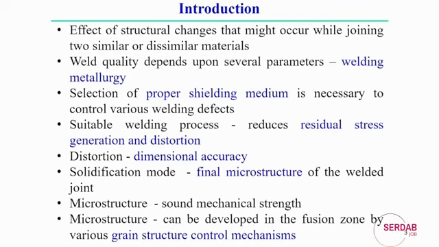The third point is the selection of the proper shielding medium. Shielding gas is obviously necessary in welding processes, but the proper shielding gas needs to be chosen, because it finally affects the formation of different types of weld defects. And suitable welding processes or suitable pre-treatment of the workpiece sample, so that it will finally reduce the residual stress and generation of any kind of distortion.